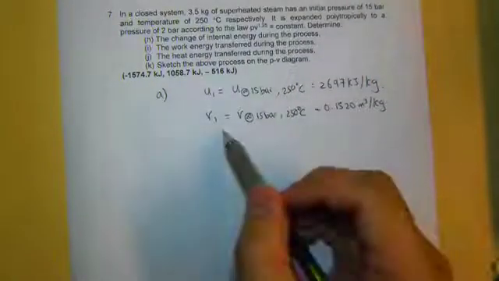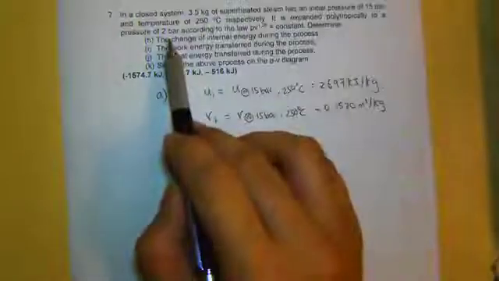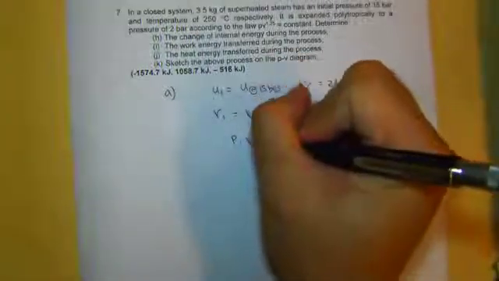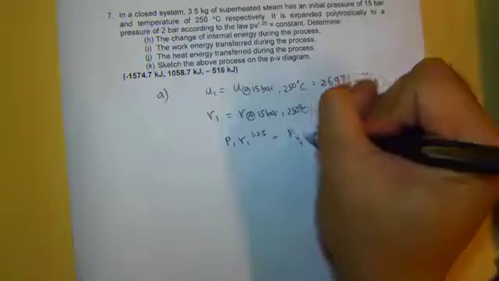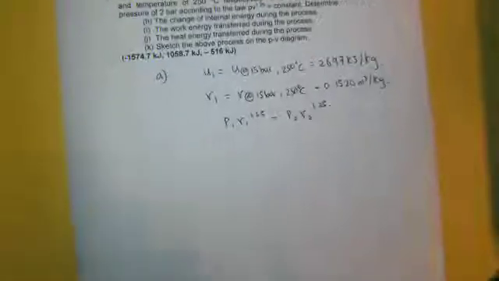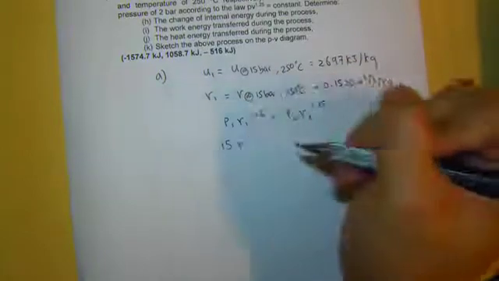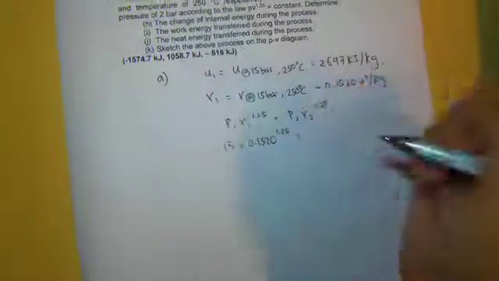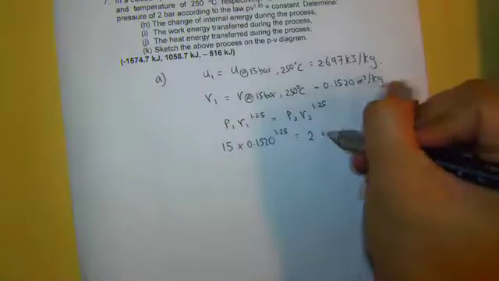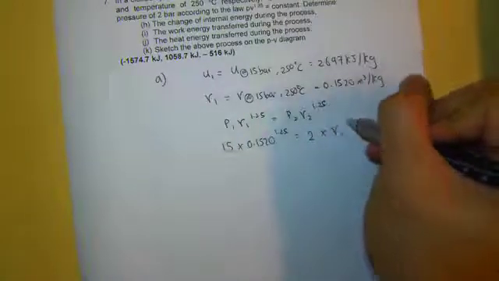Okay, so this is your V1. P2 we have, so we just need to find V2. So applying the equation, P1 V1 to the power 1.25 equals P2 V2 to the power 1.25. P1 is 15 bar times V1, which is 0.1520 to the power 1.25. P2 is 2 bar times V2, which is your unknown.